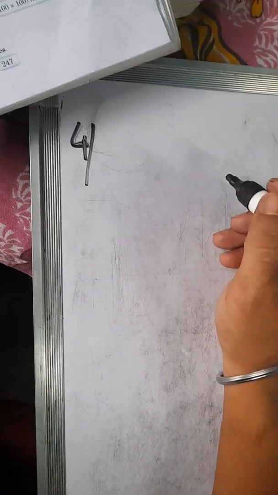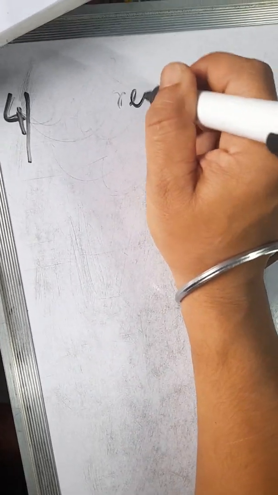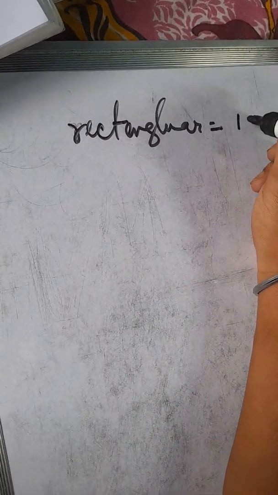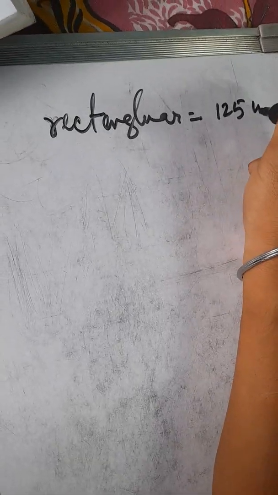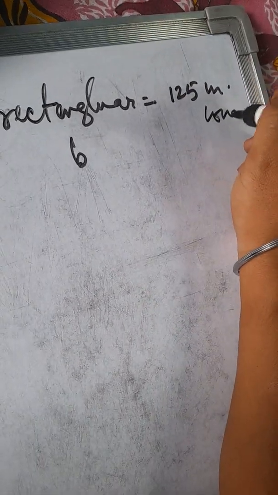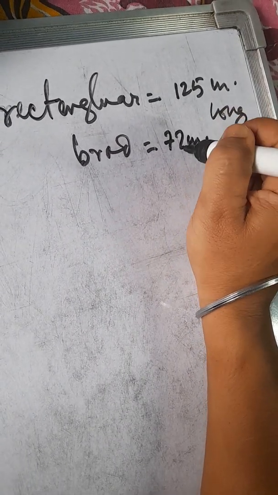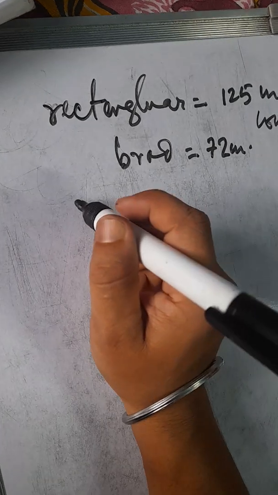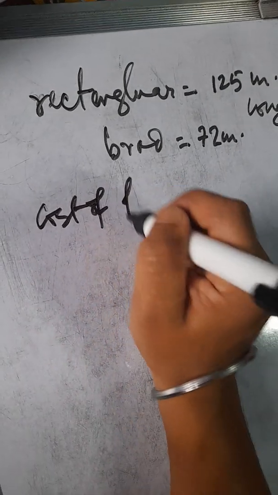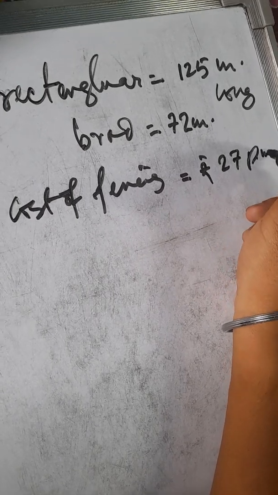Now you can see question number 4. Question number 4 says that a rectangular plot is 125 meter long, and the breadth is 72 meter. Now you can see that you have to find the cost of fencing, which is rupees 27 per meter.